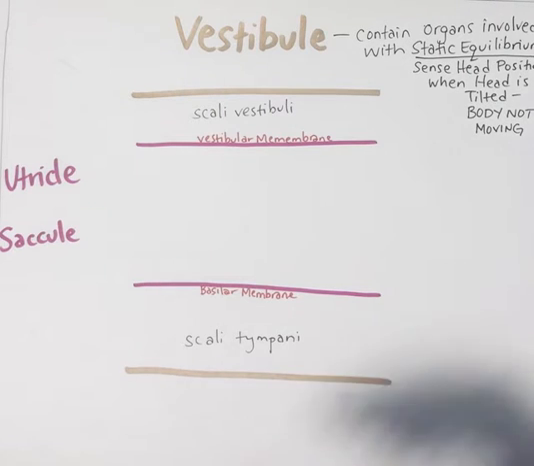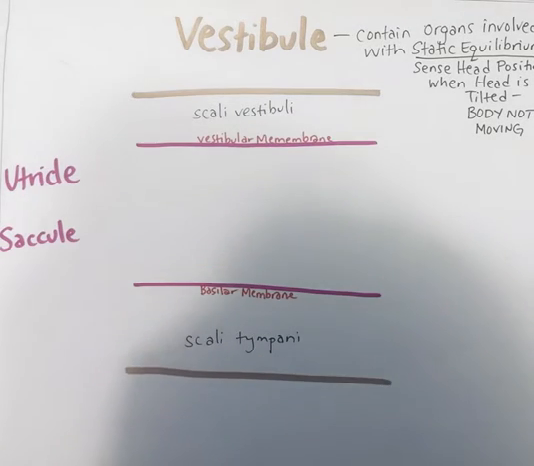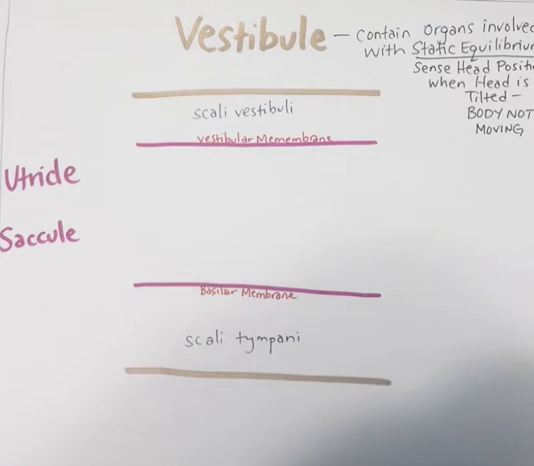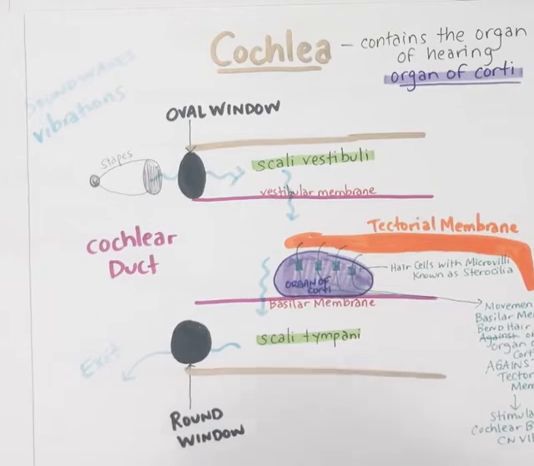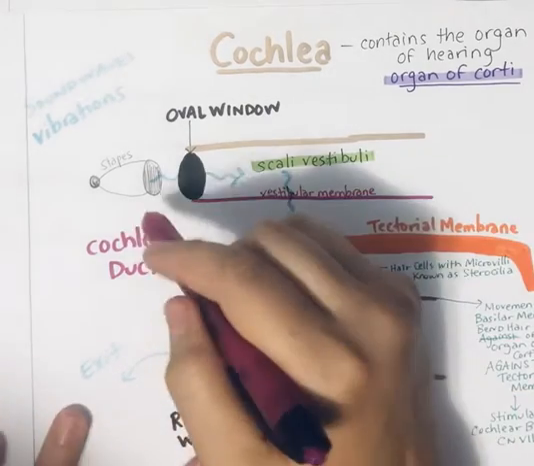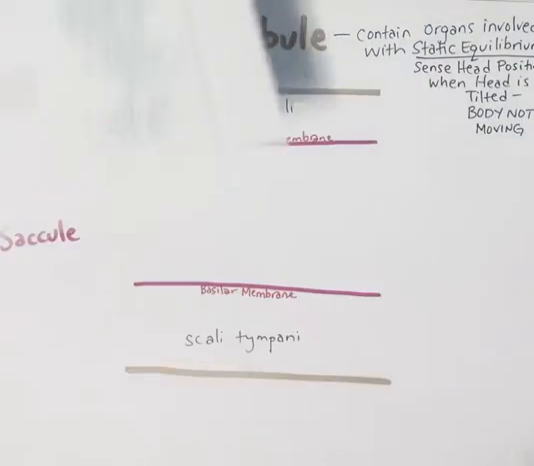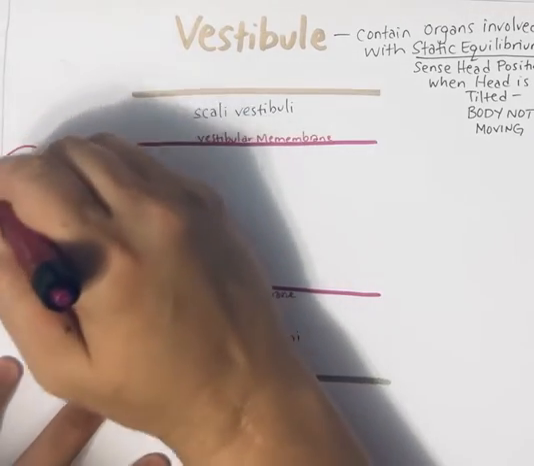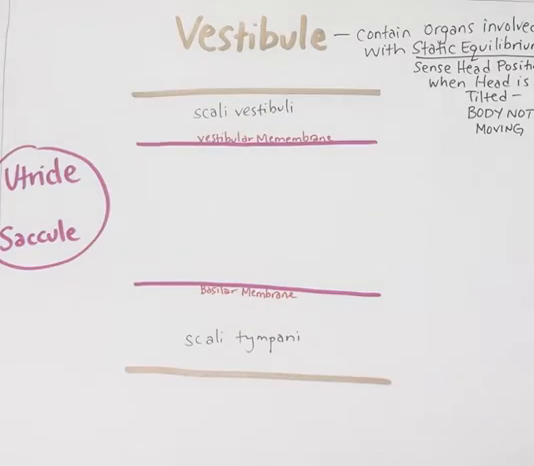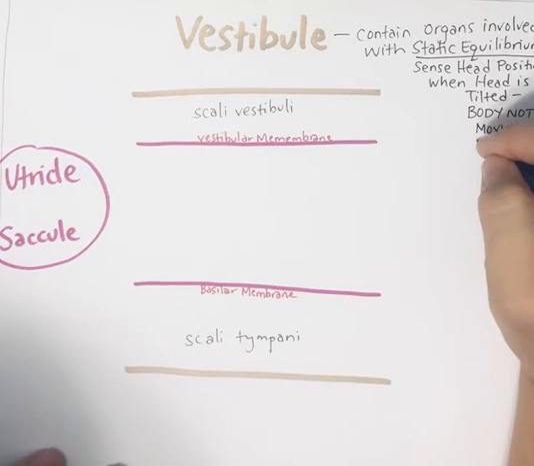So when we talk about static equilibrium, we need to know that the organ involved with static equilibrium is known as the macula. So the macula's location is in the membranous labyrinth, just like the organ of Corti was in the cochlear duct. The cochlear duct is the name of the membranous labyrinth. So the utricle and the saccule are the Membranous Labyrinth that contains the macula.